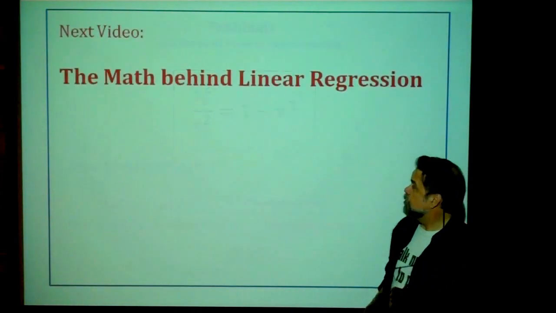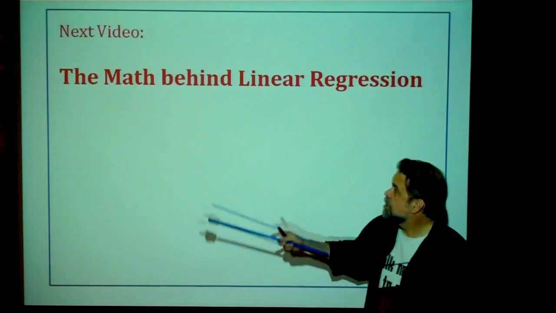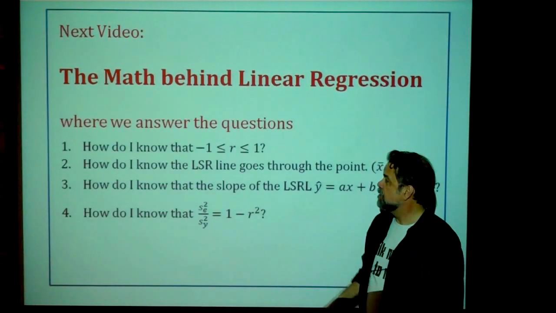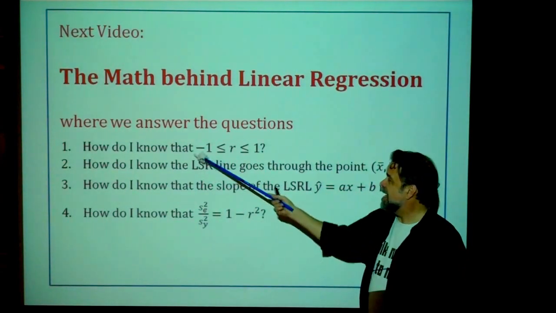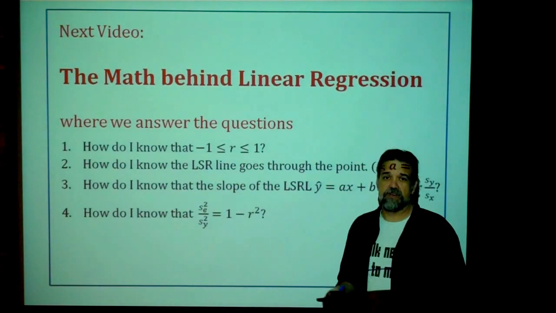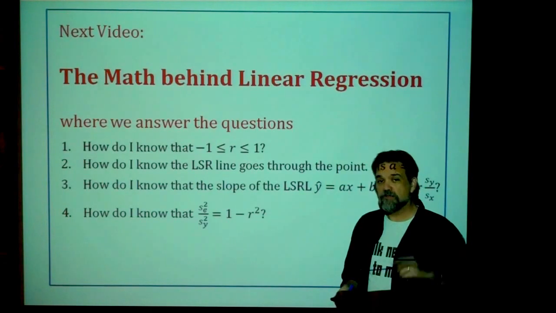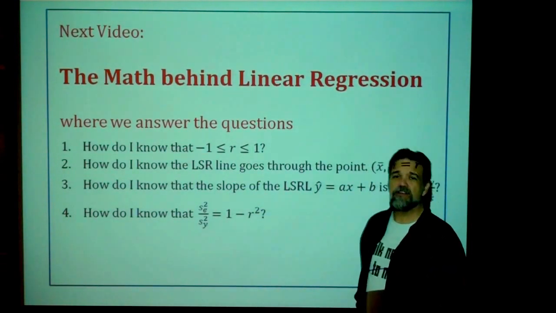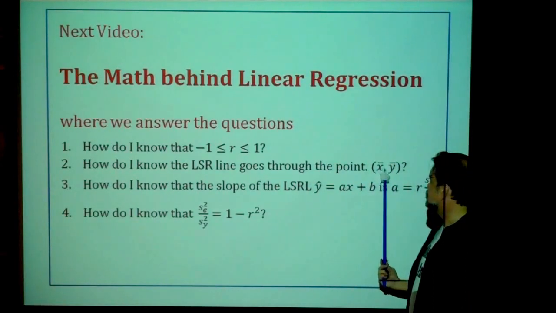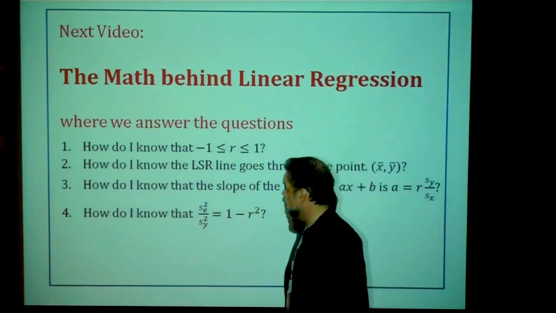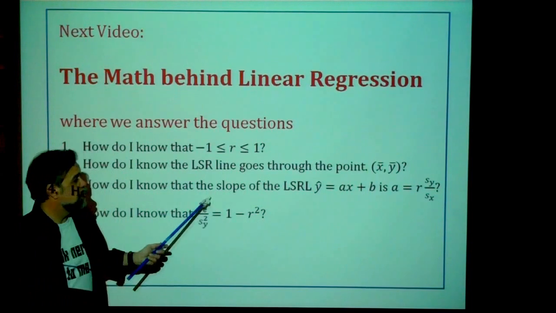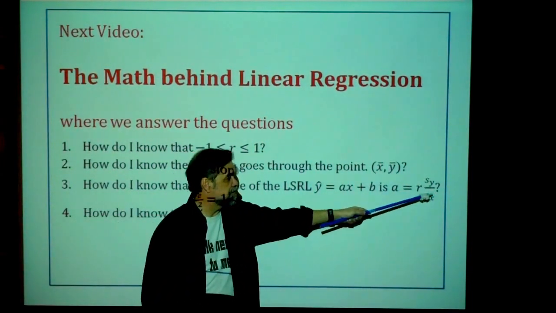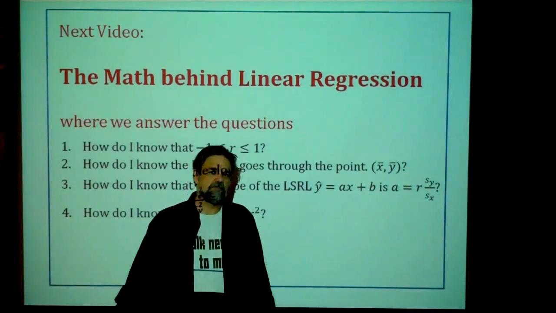So, next video, like I said, the math behind linear regression. Particularly, what are we going to look at? We're going to ask these questions. How do I know that R is between negative 1 and 1? These are things that I've told you, but I haven't proven. Also, how do I know the least squared line goes through the point x bar, y bar? Also, how do I know that the slope of the least squared line is the correlation coefficient times the ratio of the standard deviations?